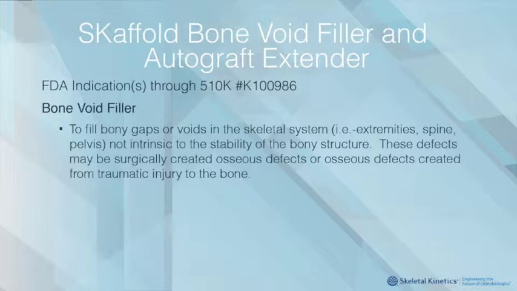The first indication, and most common amongst like products, is bone void filler. Bone void filler is to fill bony gaps or voids in the skeletal system. An example: extremities, spine, pelvis. These are not intrinsic to the stability of the bony structure. These defects may be surgically created osseous defects or osseous defects created from traumatic injury to the bone.